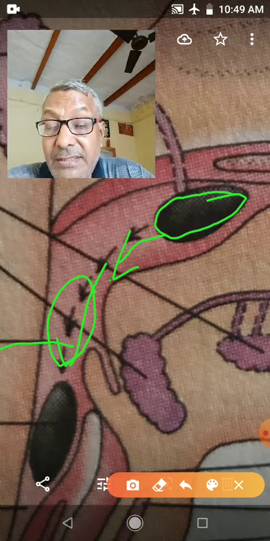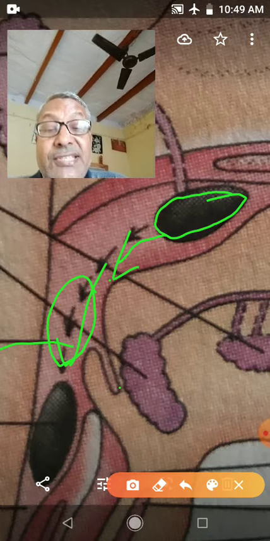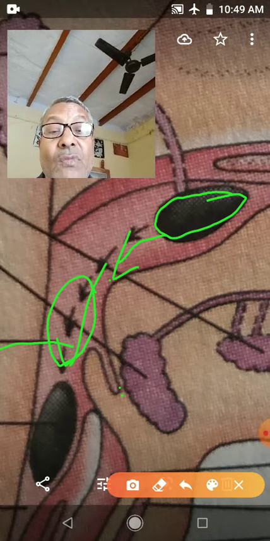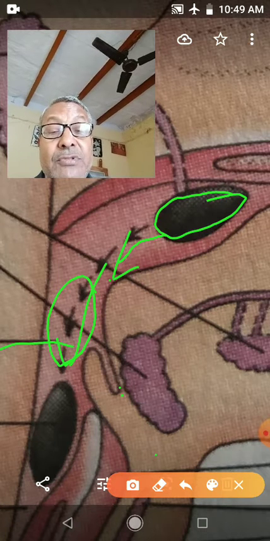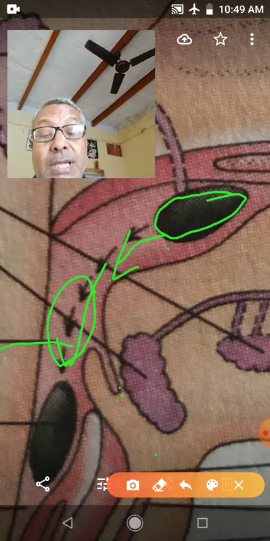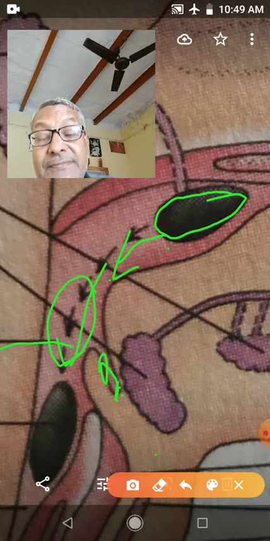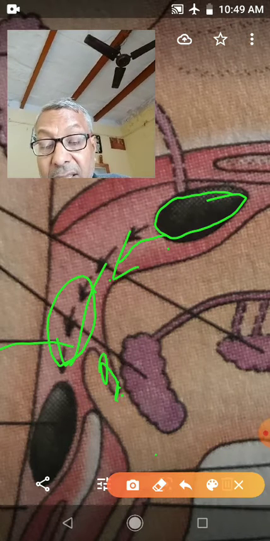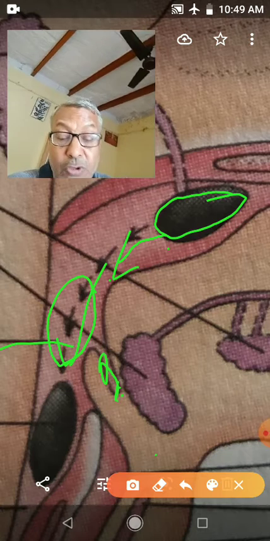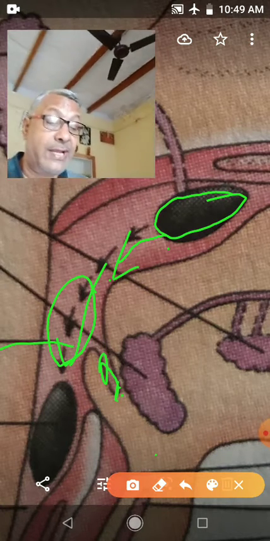There, the epiglottis is present. It will close the opening of the windpipe so that this food cannot pass into the windpipe. So this is the epiglottis. And from the pharynx, now food will pass into the esophagus.